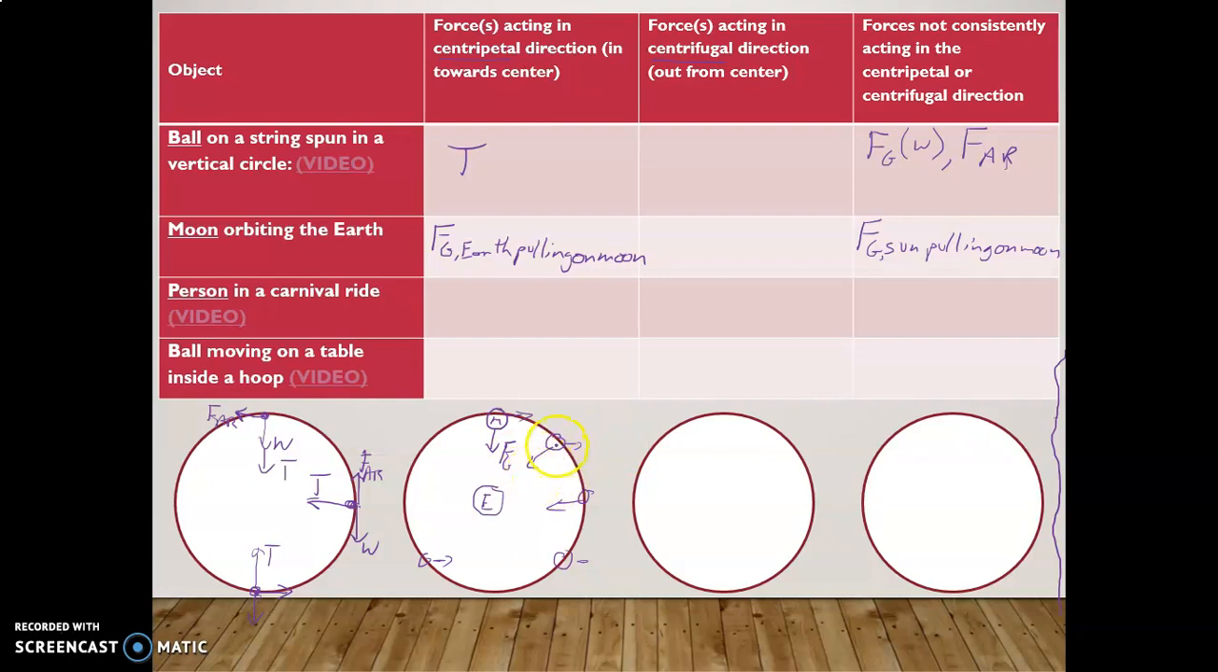Okay, and you might say, well, wait a minute, what about the force of the Earth? What about the force of the moon pulling on the Earth? This force. Moon pulling on Earth. Well, that's consistently outward. But that's a force of the moon pulling on the Earth. And remember, we're only analyzing the object that's underlined. So we're not analyzing the Earth here, we're analyzing the moon. And the force that's causing it to go in a circular path is the force of gravity of the Earth.